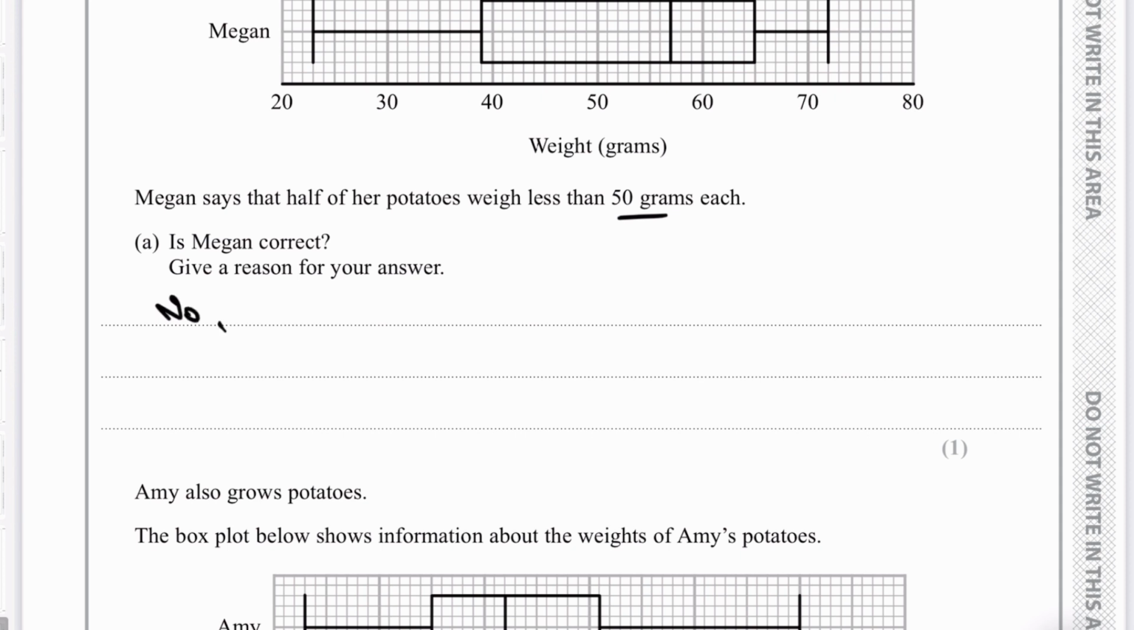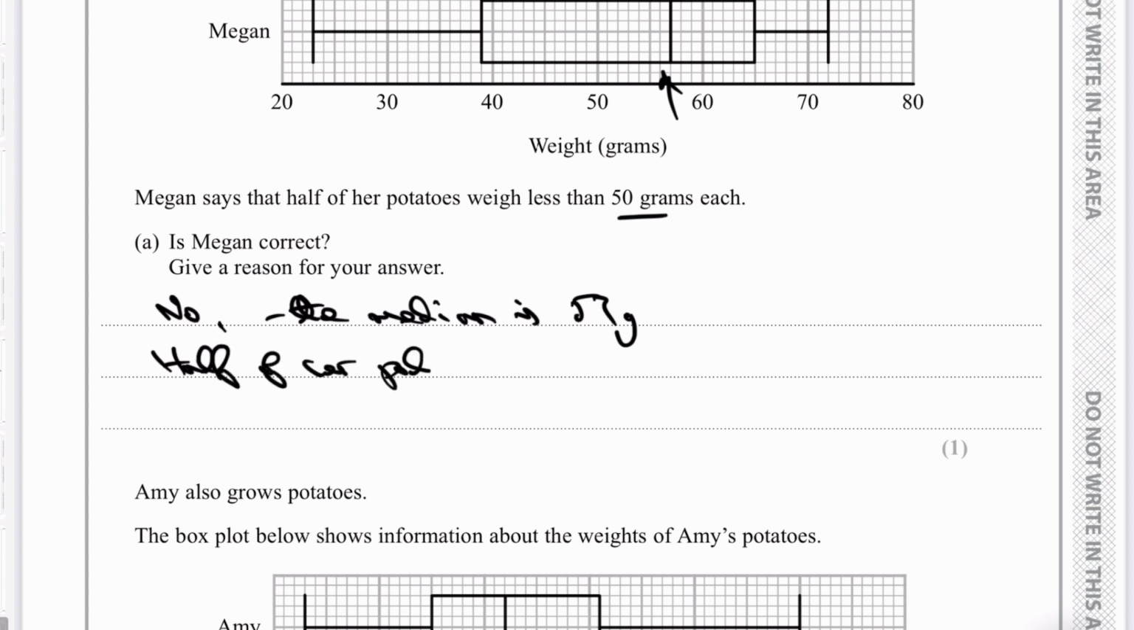So no, the median is 57 grams, which is this mark over here. Okay, and if you want, you can put half of her potatoes weigh less than 57 grams, and that's perfectly fine.